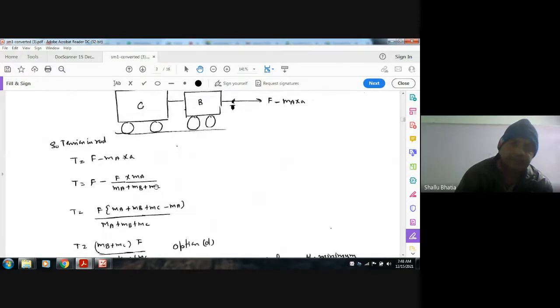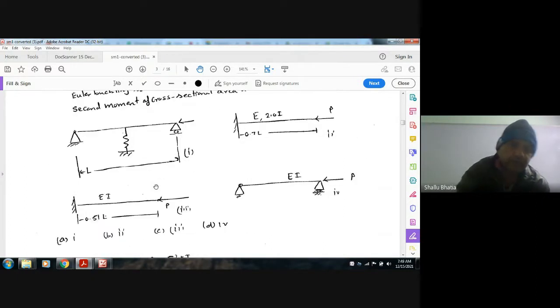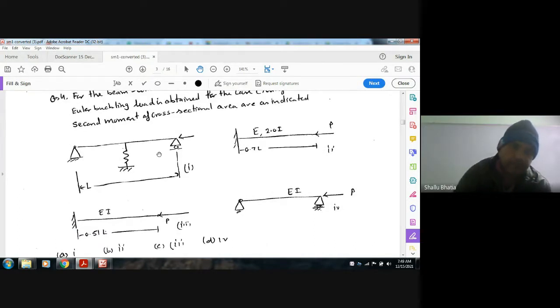Next, for the beam column configuration shown in the figure, the minimum inward buckling load is obtained for which case? The four different cases are given. The Young's modulus and second moment of inertia are as indicated in the figure. These are the four different cases. Here L is length, and EI is its flexural rigidity.